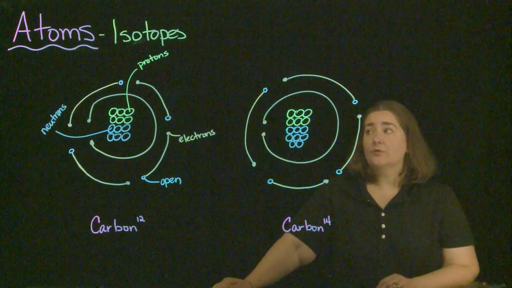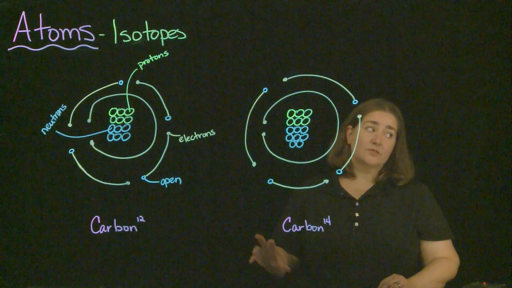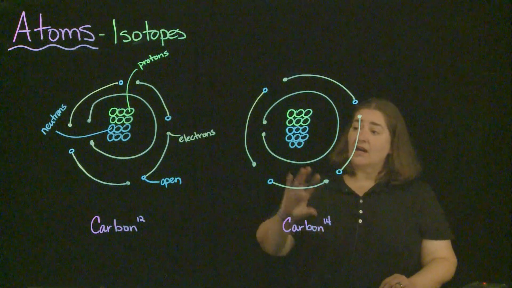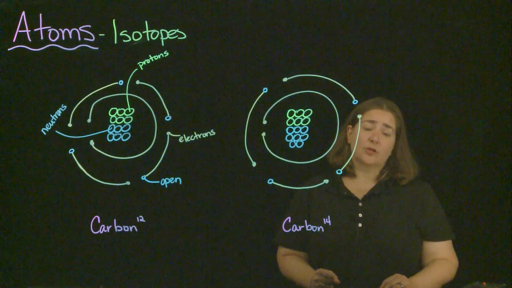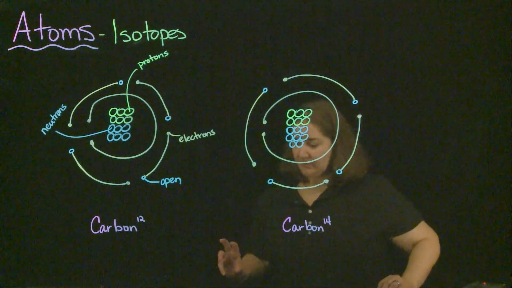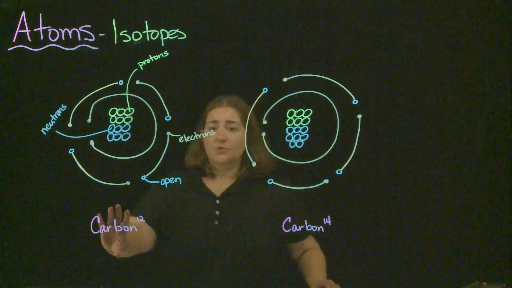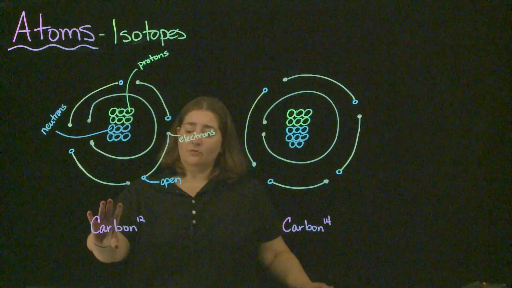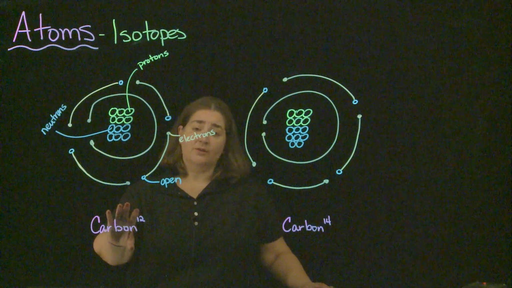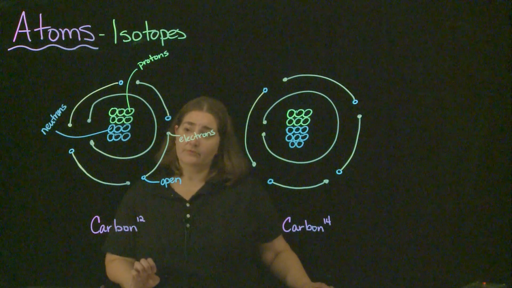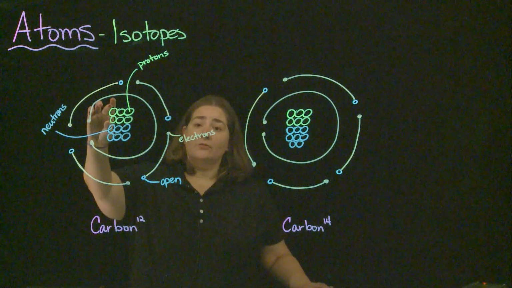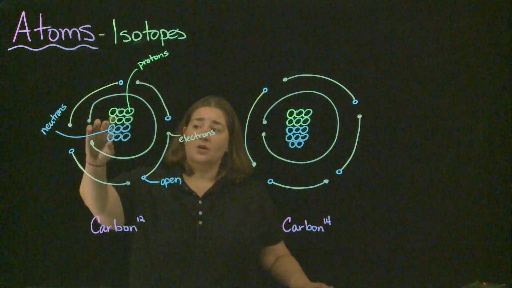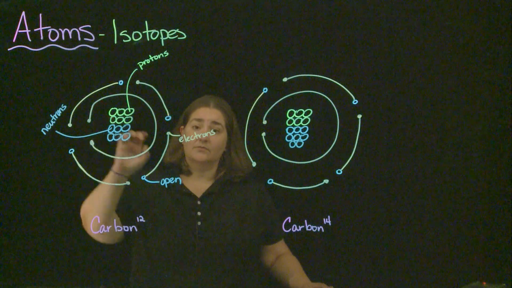Hello and welcome back. Our topic for this video is going to be isotopes. I have two atoms drawn up here on the board already. The first one should look somewhat familiar to you. This is what I drew in the previous video for carbon. I've labeled this one carbon 12, that 12 coming from the atomic mass with our 6 protons and our 6 neutrons.